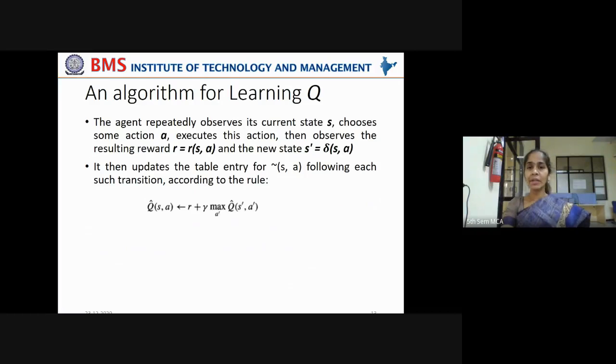So the agent repeatedly observes its current state S, chooses some action A, executes this action, then observes the resulting reward. What is the resulting reward?